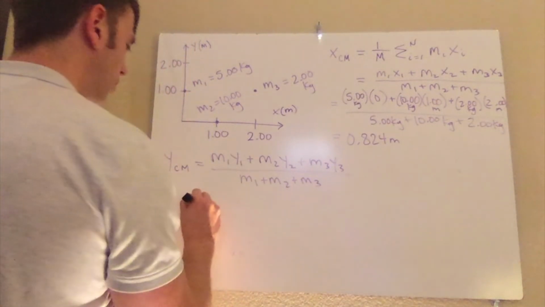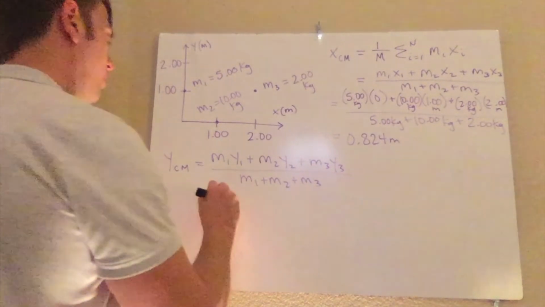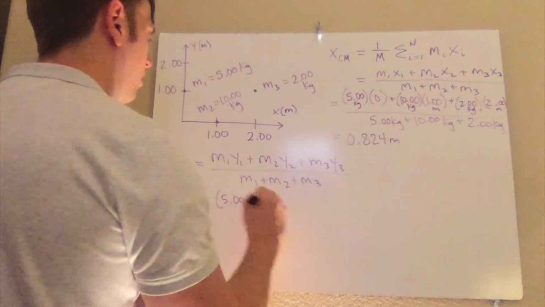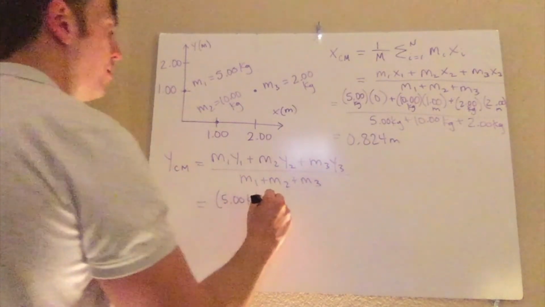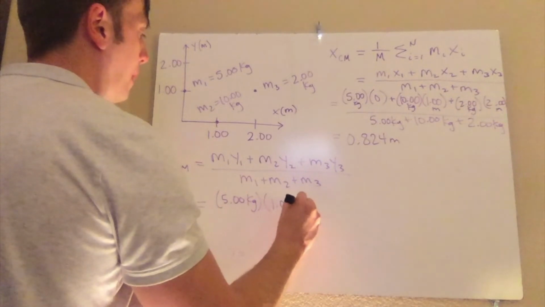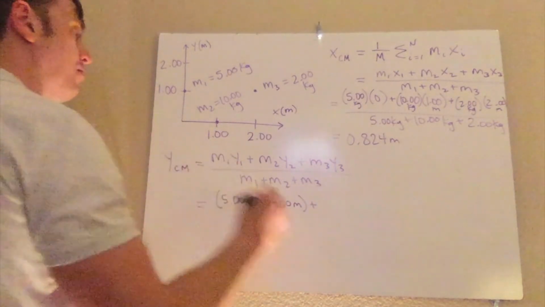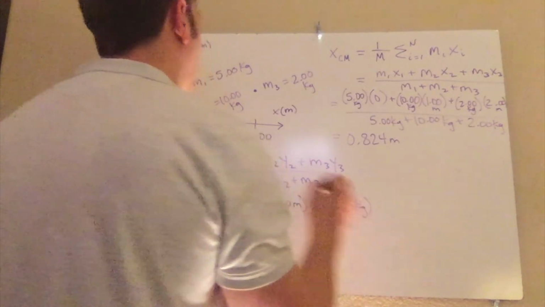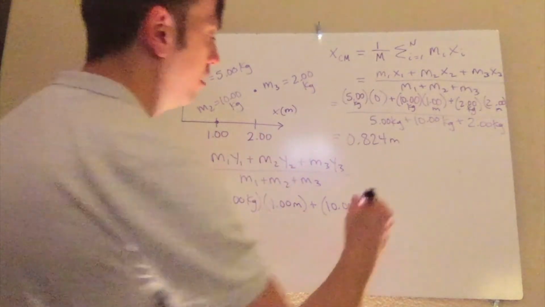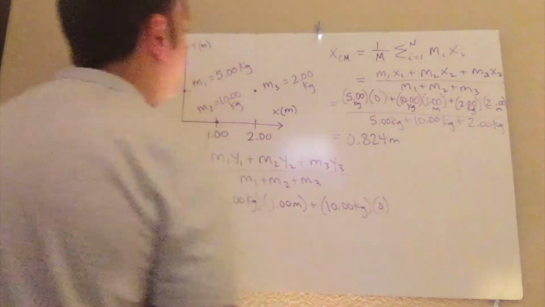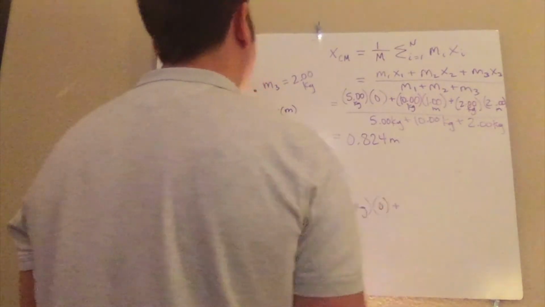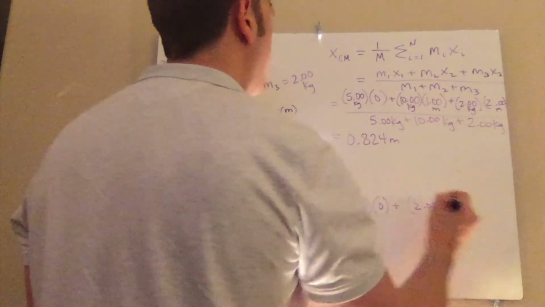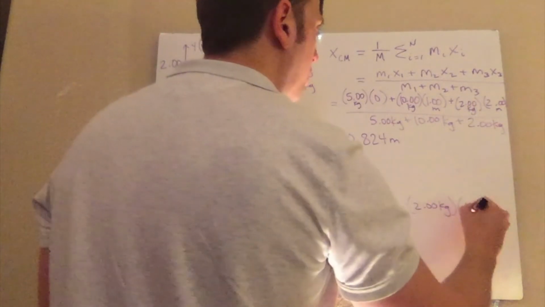And so what this works out to is, again, m1 is 5 kilograms, put that in there. y1, that's the y coordinate of the first mass, is 1 meter. The second mass is, again, 10 kilograms. The y coordinate of the second mass is 0. Okay, then finally we have M3, which is 2 kilograms. What's the y coordinate of the third mass? It's 1. It's 1 meter.